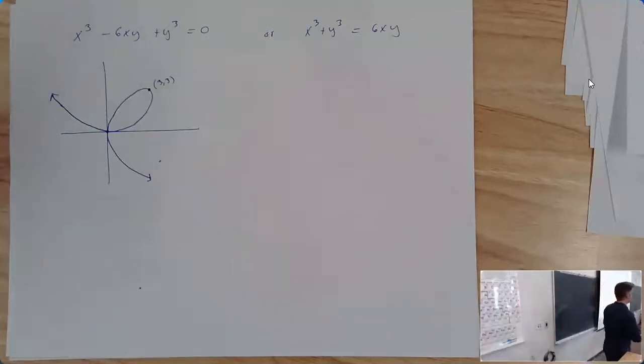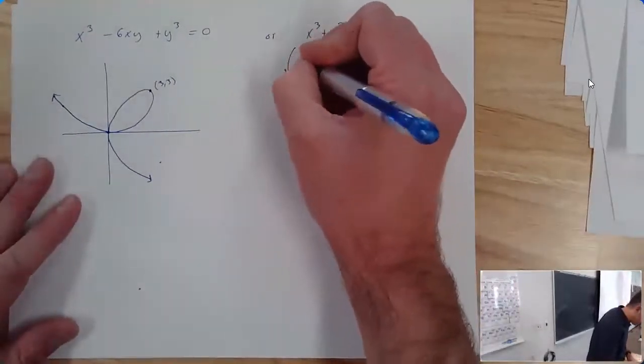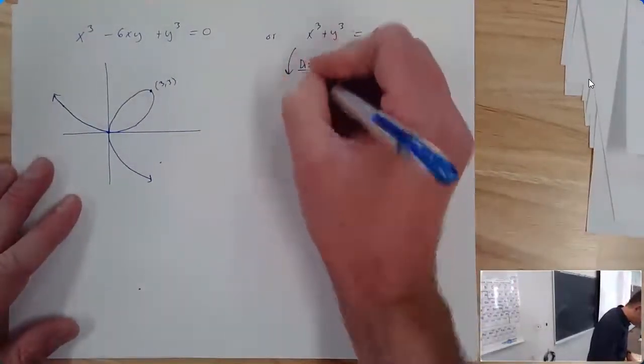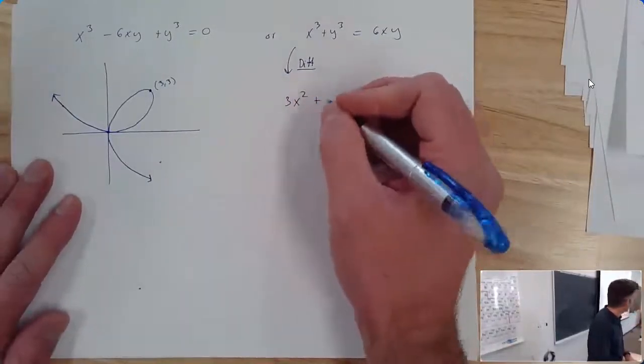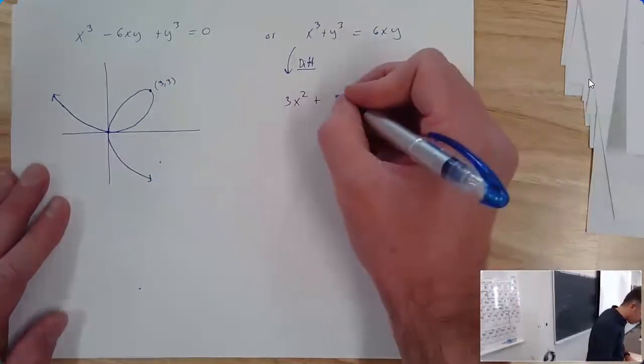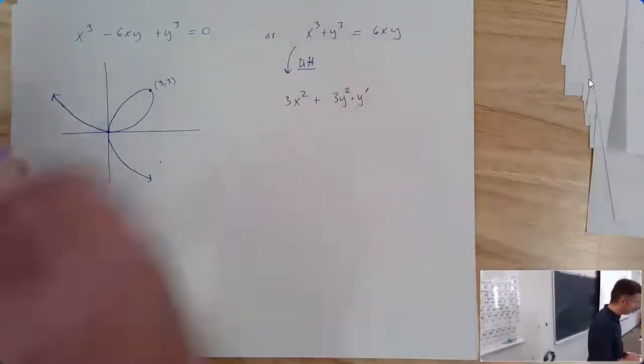So the derivative of x cubed is just 3x squared. But y is a function of x. So the derivative of y cubed is going to be 3y squared times my derivative. So I've got the derivative of x cubed. Differentiate both sides. Derivative of x cubed is 3x squared. The derivative of some stuff cubed is 3 times your stuff squared times the derivative of your stuff.